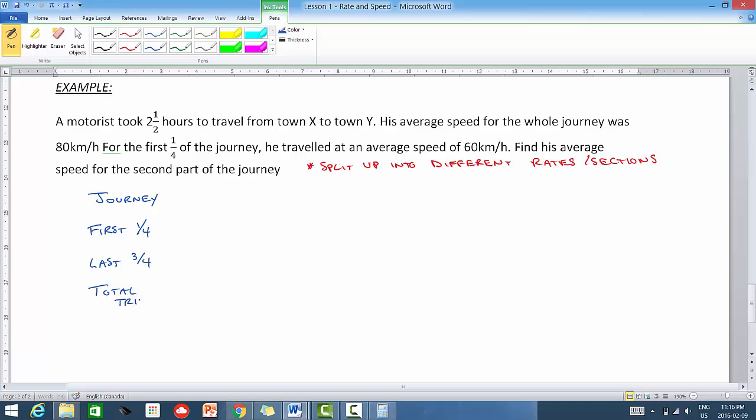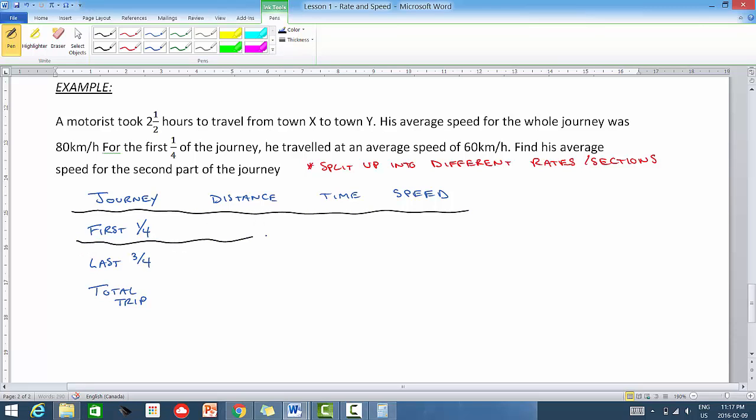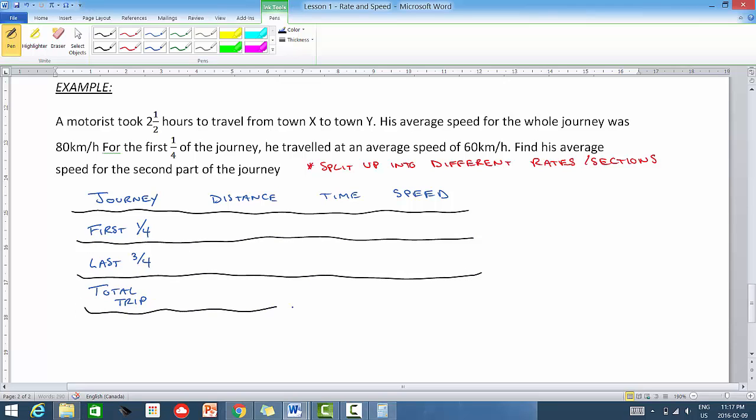So what we're doing is we're going to eventually create a chart here. So in the journey, you can say distance. It's one of the units we're working with. Time. And the last one is speed. I'm just going to draw in a couple lines here to help us distinguish between each section of this chart, dividing it up into each part of the journey and the units that we're using.